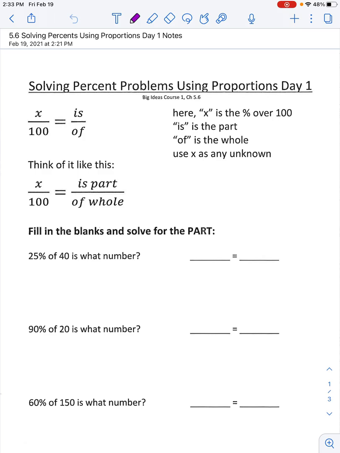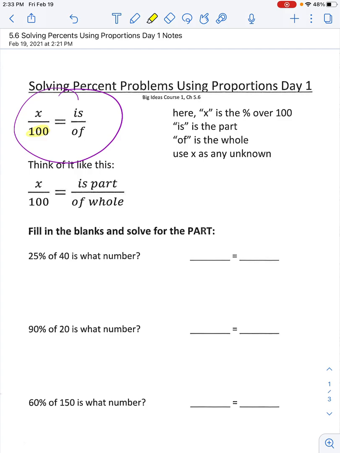Today we are starting chapter 5, lesson 6, solving percent problems using proportions. A few things we need to go over, and that's this equation and a few things. If you can remember how to set these problems up, you are going to find this lesson very easy, okay? So here's what you need to be thinking of.